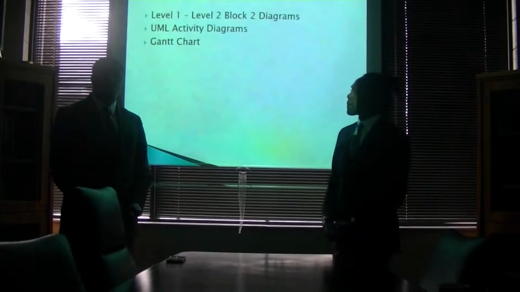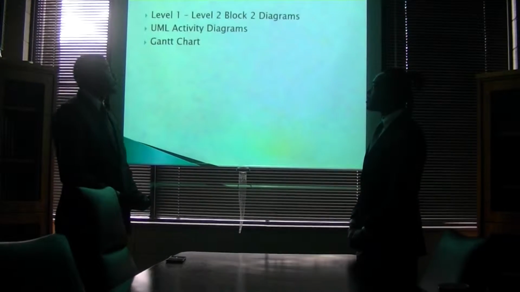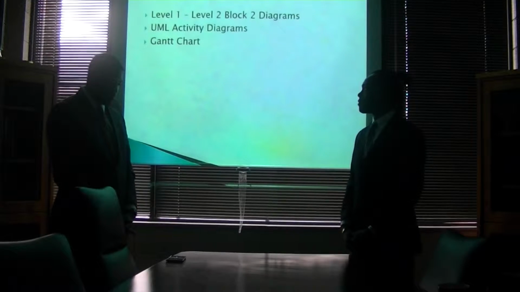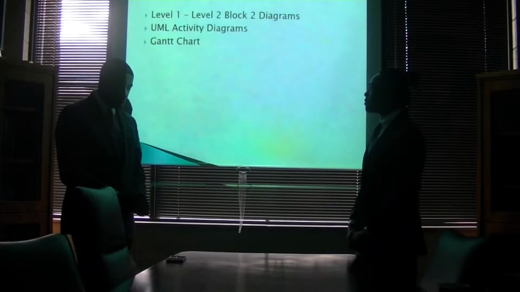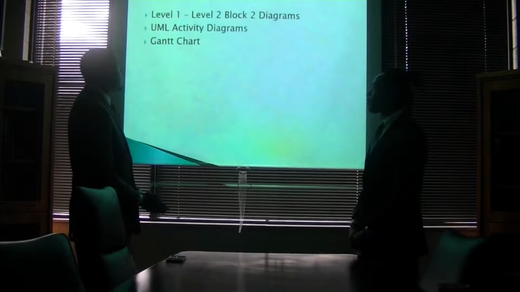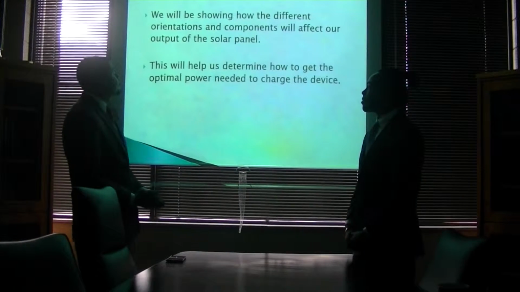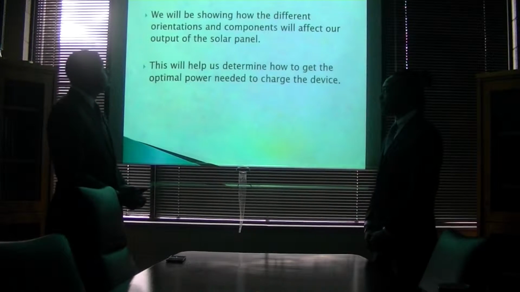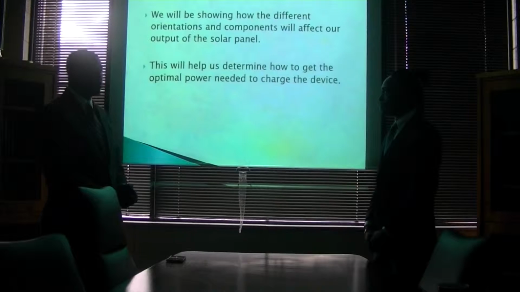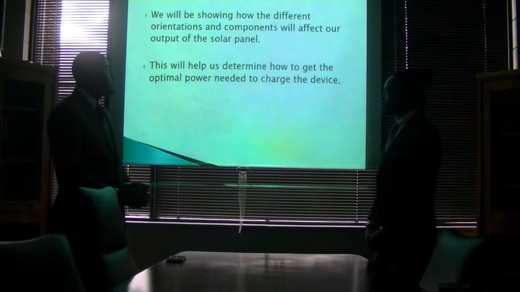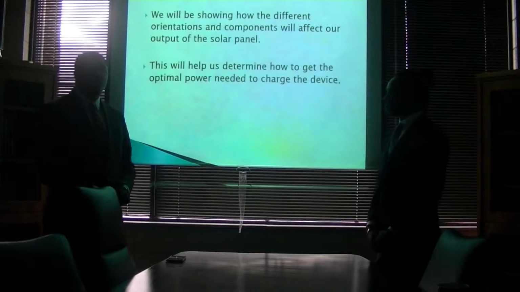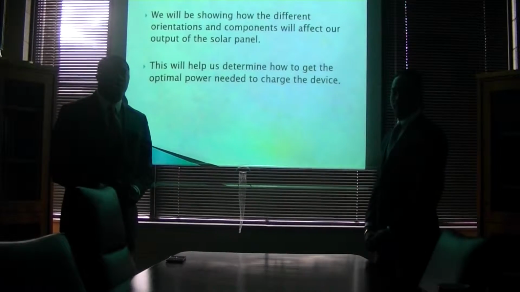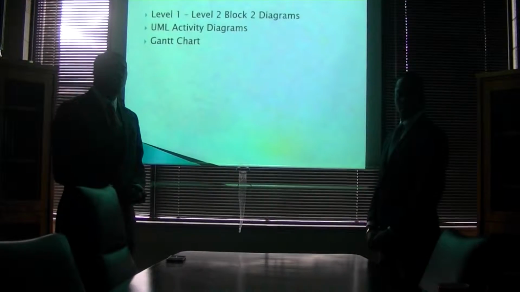So the conclusions are the level 1 and the level 2 block diagrams, the UML activity diagrams, which is the behavior of the system, and the Gantt charts, which is the work breakdown structure. And for the demonstration, we will be showing how the different orientations and the components will affect the output of the solar panel, and this will help us determine how to get the optimal power needed to charge the device. Okay. Before we do our demonstrations, we definitely want to open the presentation up to any questions that you may have for us.